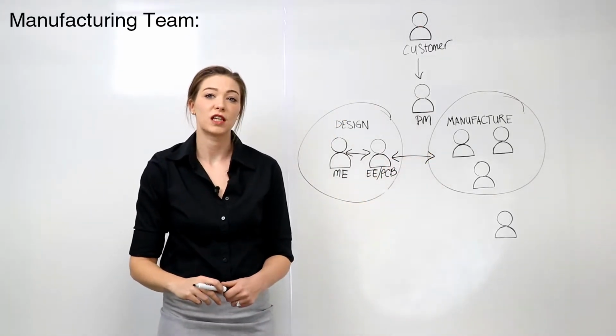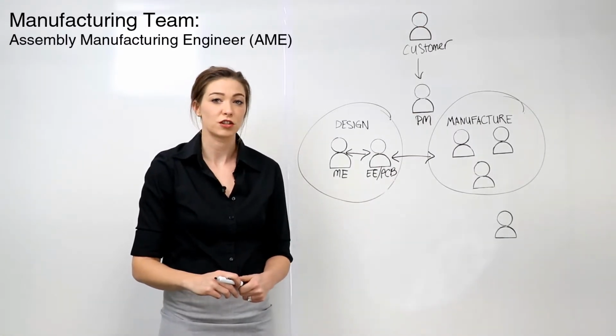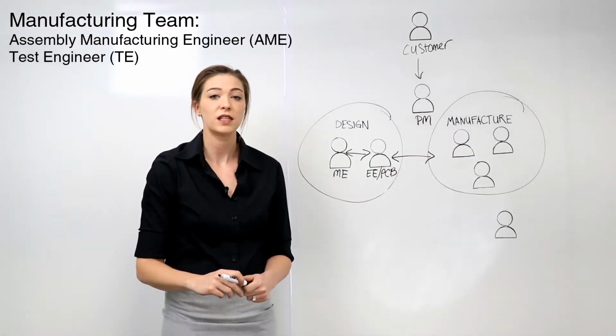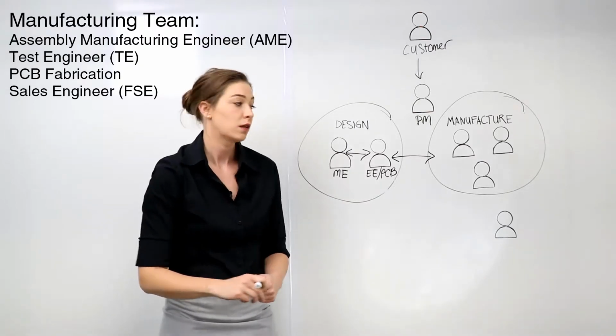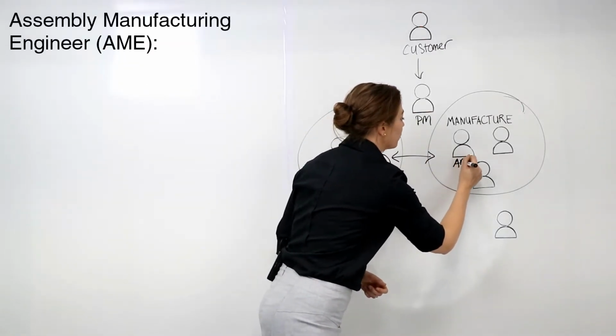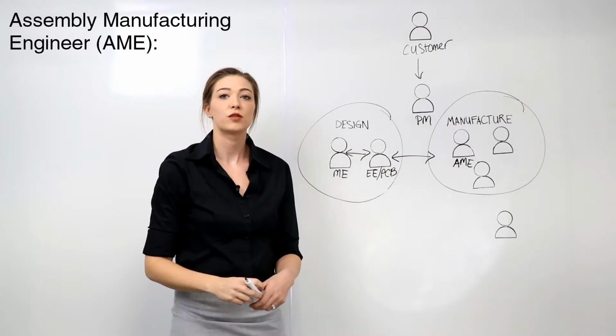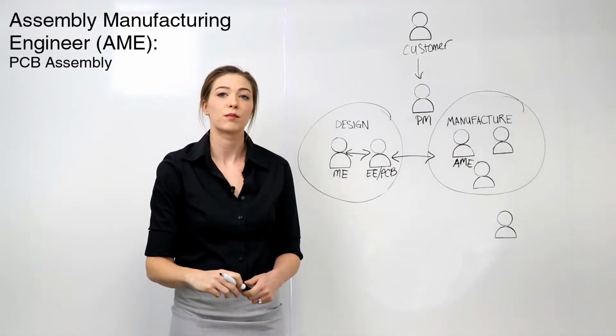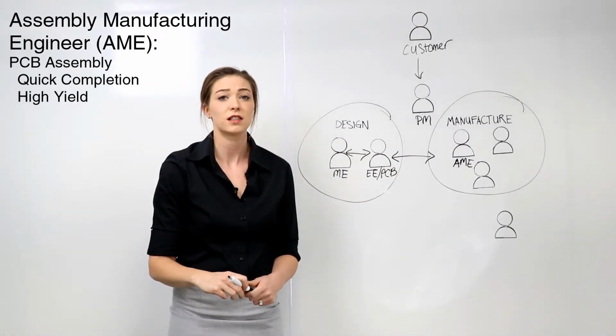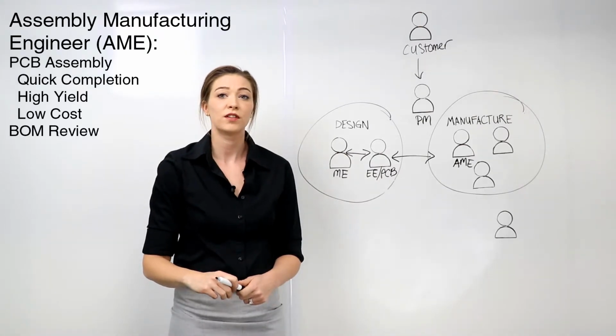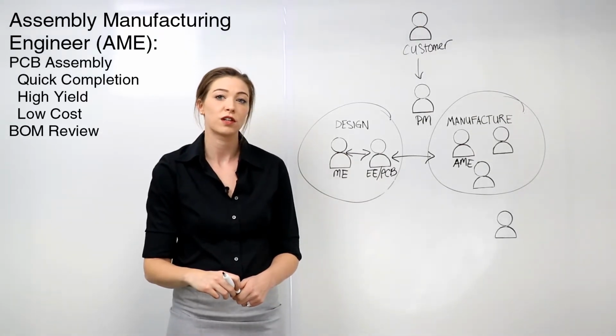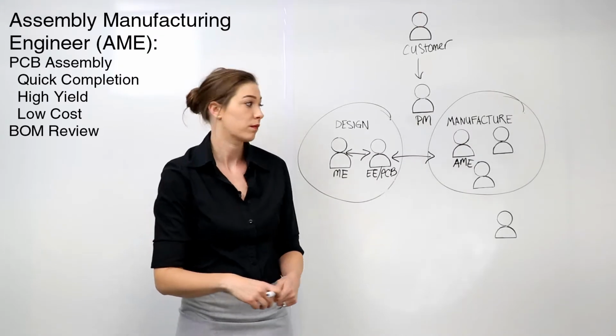The manufacturing team consists of the assembly manufacturing engineer, the test engineer, and the PCB fabrication sales engineer. The AME is responsible for the PCB assembly and completing the assembly quickly with the highest yield and lowest cost. They will review and scrub the bill of materials to ensure the assembly process runs smoothly.